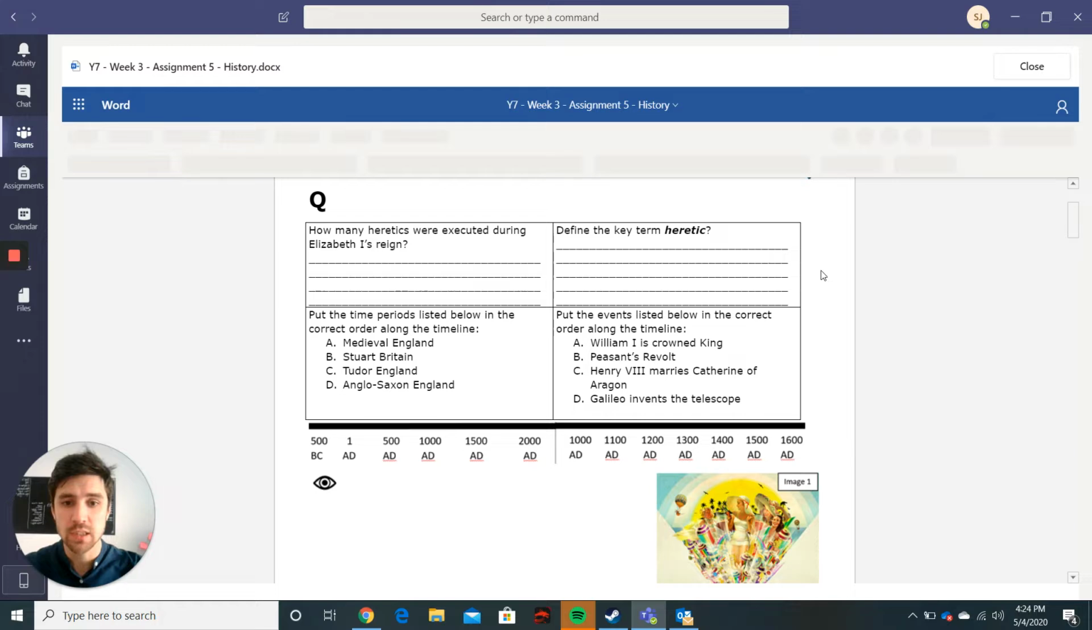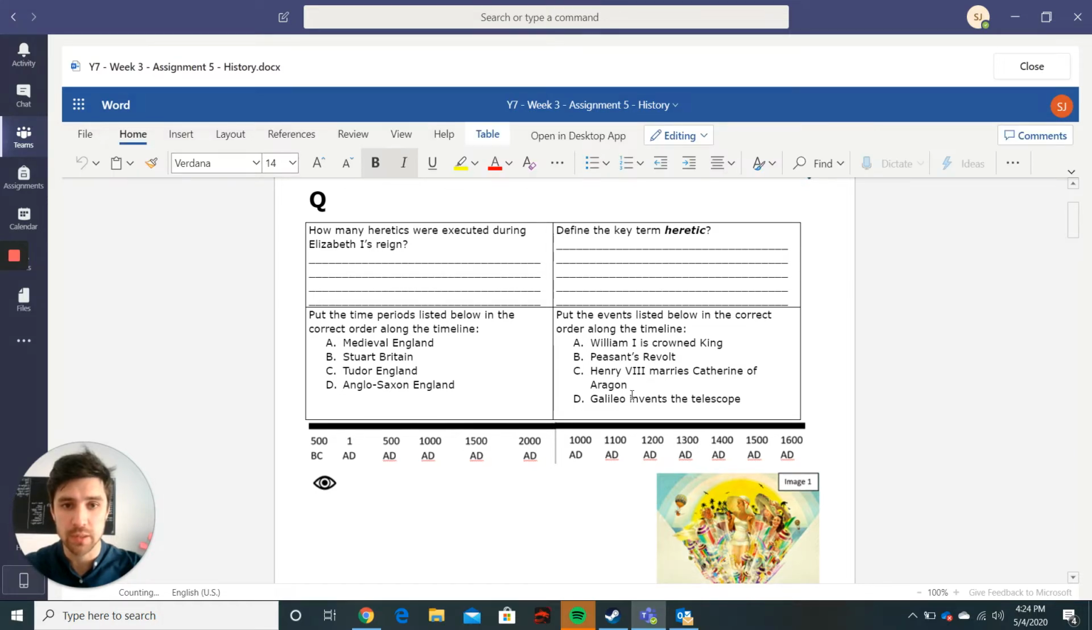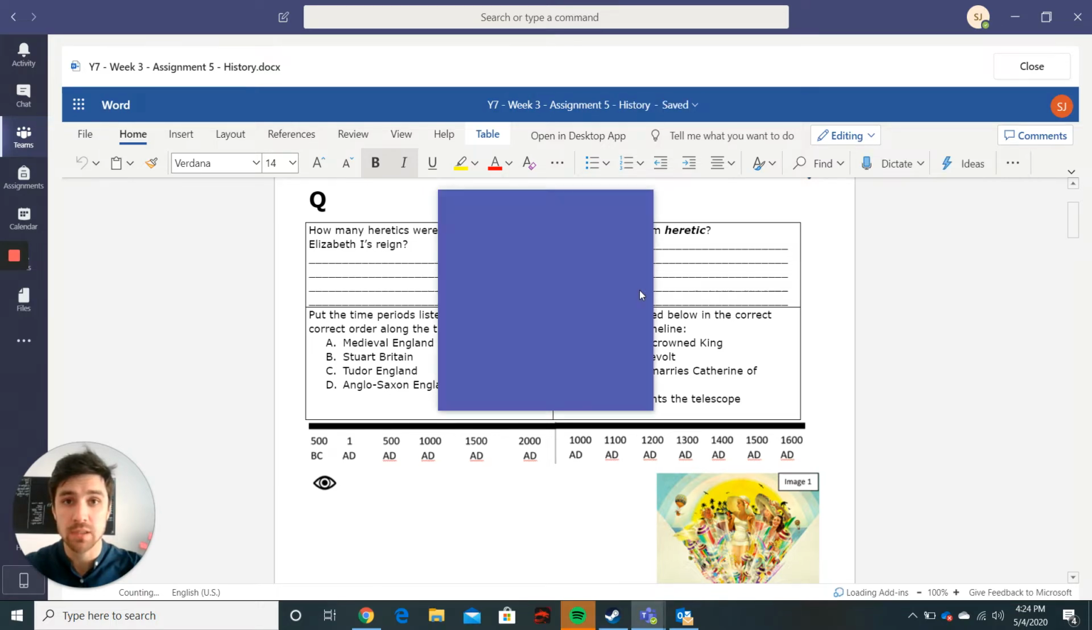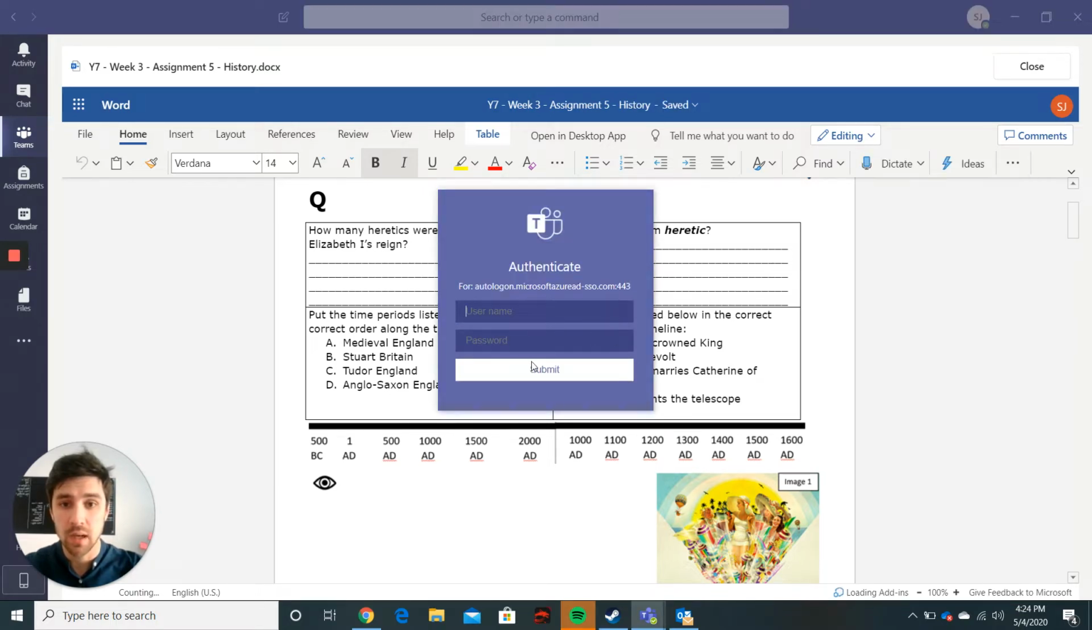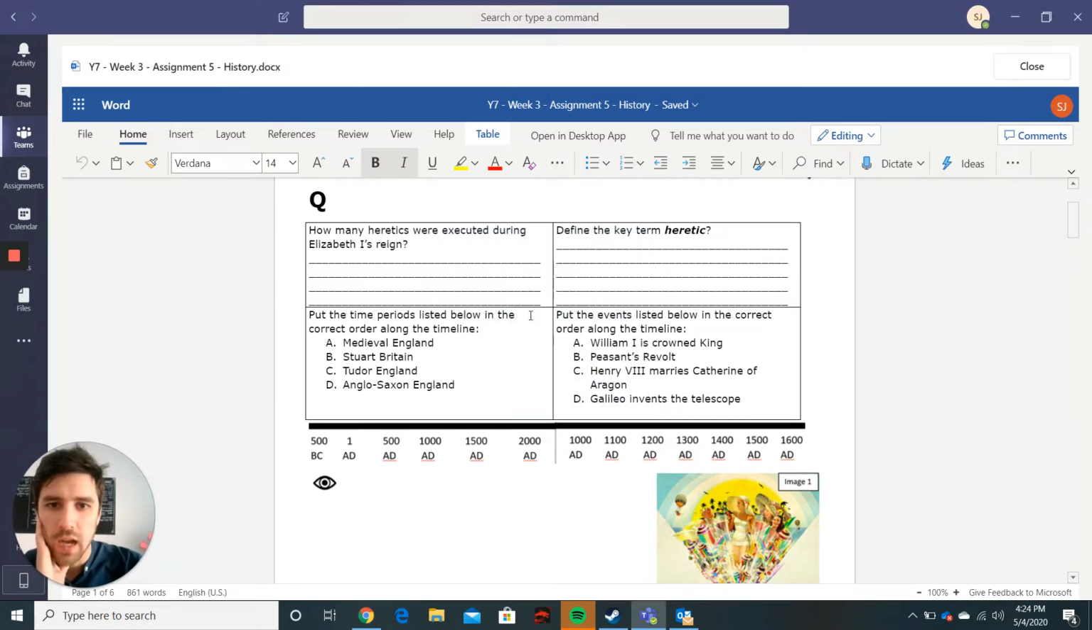So the first thing to do, as you know, is go through the Quizlet questions. How many heretics? If you're not sure what that means, go and look back at your knowledge organizer for cycle C. I don't know why it's sending me that. We'll just do that very quick. There we go. Go back and look at your knowledge organizer for cycle C if you're not sure what the word heretic means. It's in there.